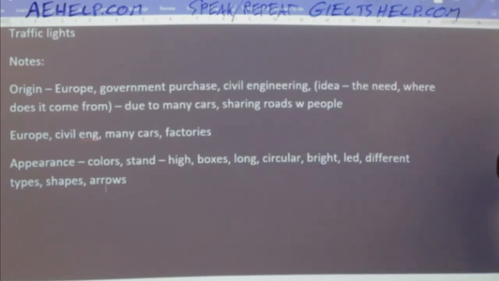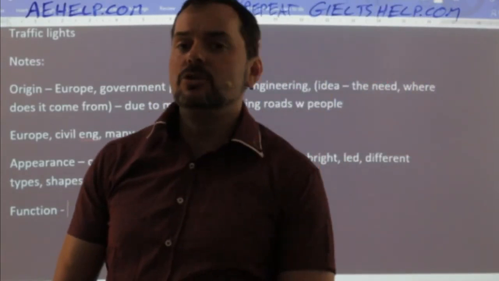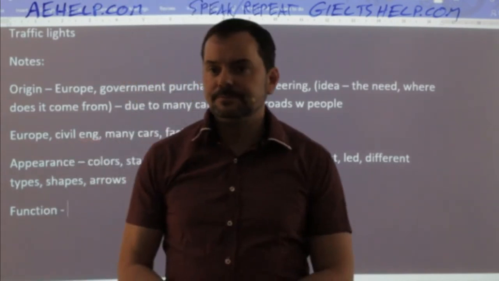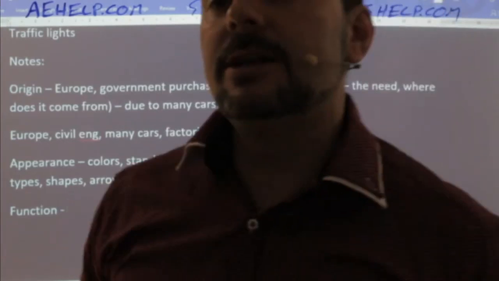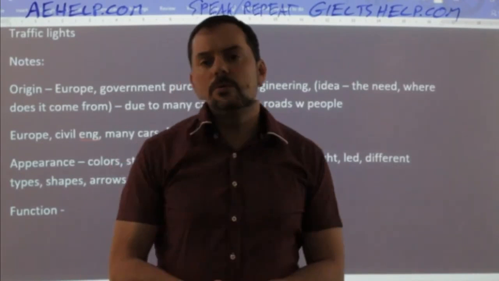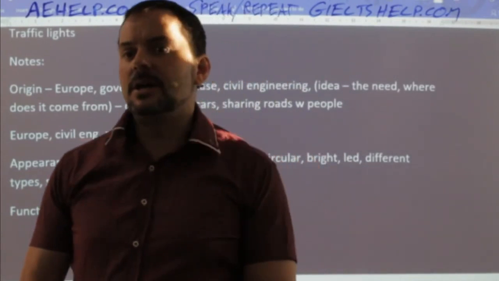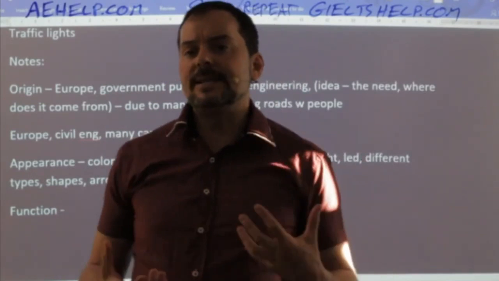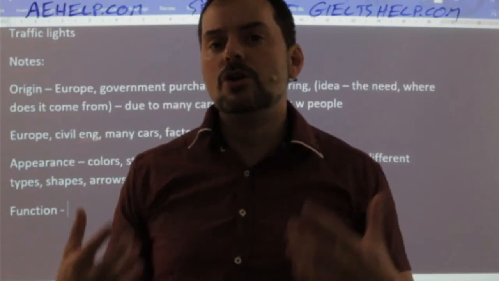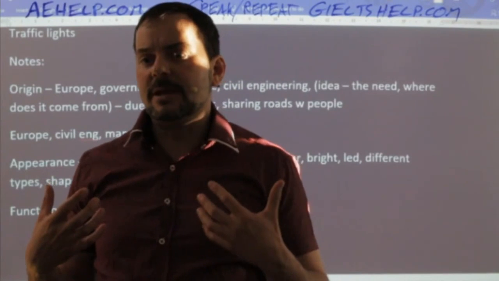Okay, what's the function? So, what is the function of traffic lights? How are they used? And again, for your notes, you don't just want to state the obvious. Nico says to control vehicles, where especially? Okay, Nico, so you wouldn't write down control vehicles because that's given. We all know that traffic lights are used to control vehicles. So what would be useful information?